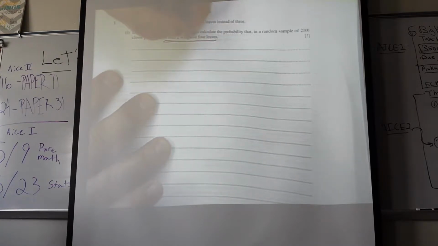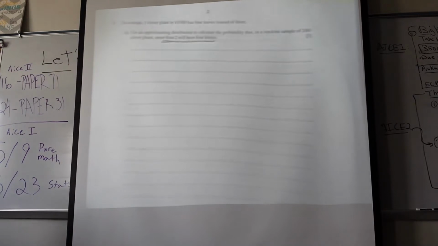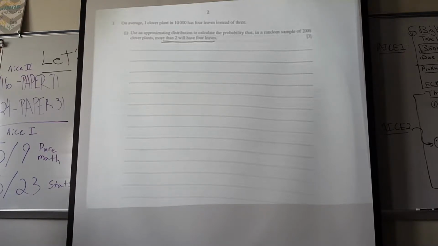More than 2. We won't really need to look at this stuff because it's always dealing with 4 leaves. More than 2. So you're going to do something with probability. Not 0, not 1, not 2. So you're going to subtract from the total of things. Yes, I remember this. I know, that's why I'm going over it.